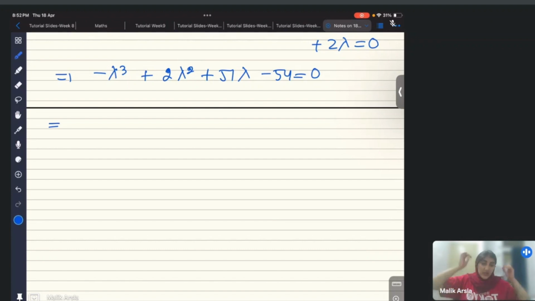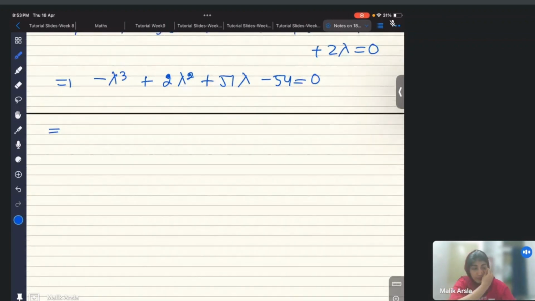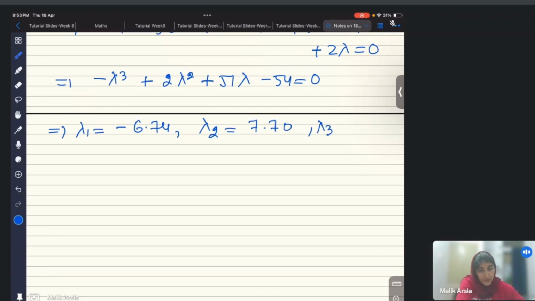So you can quickly find it. In the calculator, you can simply find the roots up to the cubic equation easily. I have already done it. So lambda 1 is equal to minus 6.74, lambda 2 is equal to 7.70, and lambda 3 is equal to 1.03. So these are the values for our lambda.